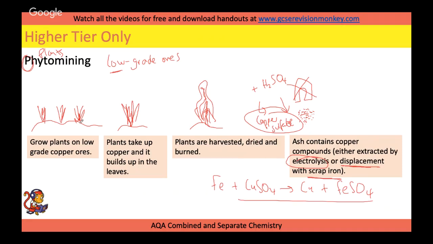Okay, so that one's phytomining, growing the plants. The plants are taking up the copper from the ore, then you harvest them, dry them, burn them, and then you have to think about either electrolysis or displacement to extract it.